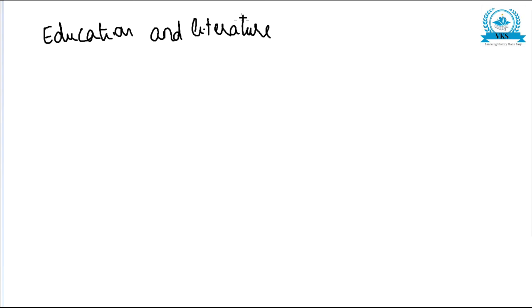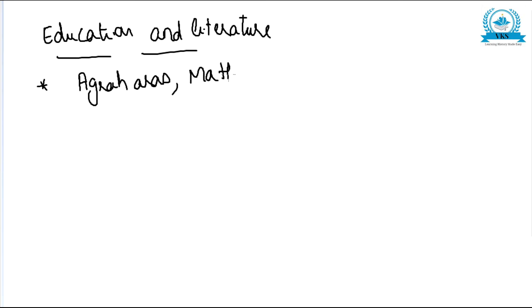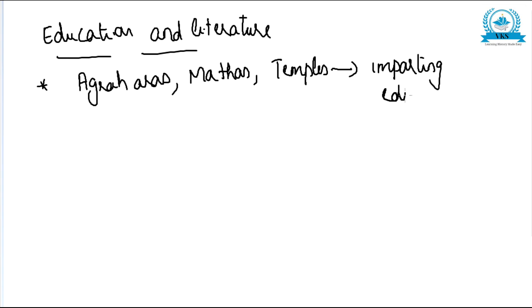Now let us see the contribution in the field of education and literature. What were the contributions during the Vijayanagara time in the field of education and literature? Agraharas, mathas and temples had an important role in imparting education. Education was imparted in agraharas, in mathas, and also in temples. All these three institutions played an important role in imparting education.